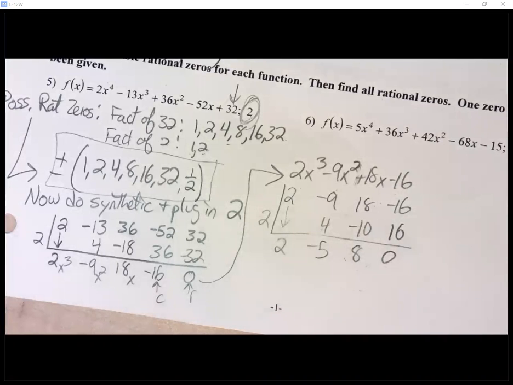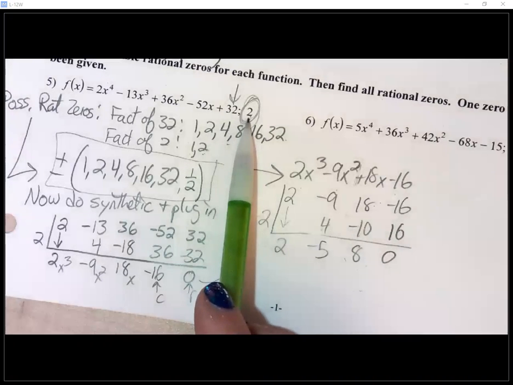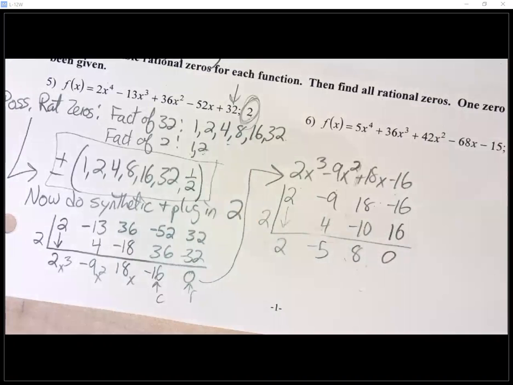So why did you do it in the first place? Because they told me that 2 was an answer. So now I know I have 2 of my 4 answers already. I got 2 as an answer 2 times. They gave it to me in the beginning. And now I got it again. Yes. Positive or negative? I did positive. I thought, did I mess up?